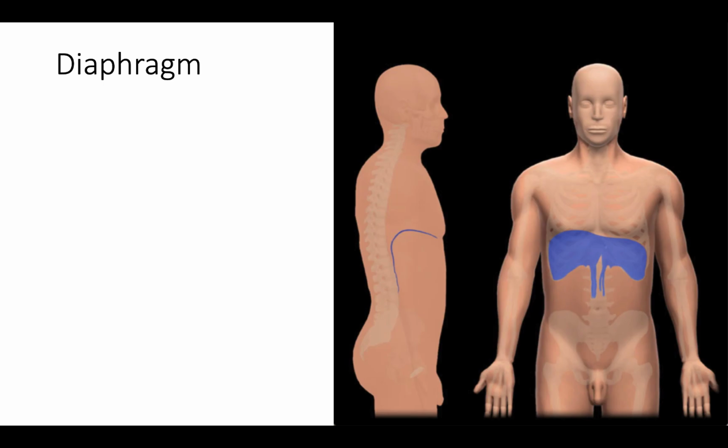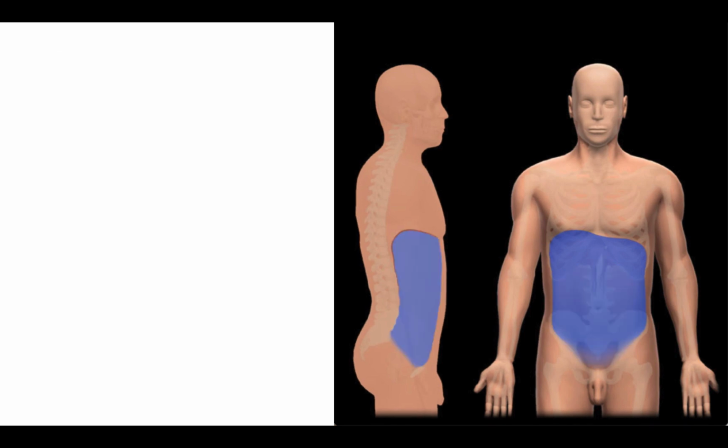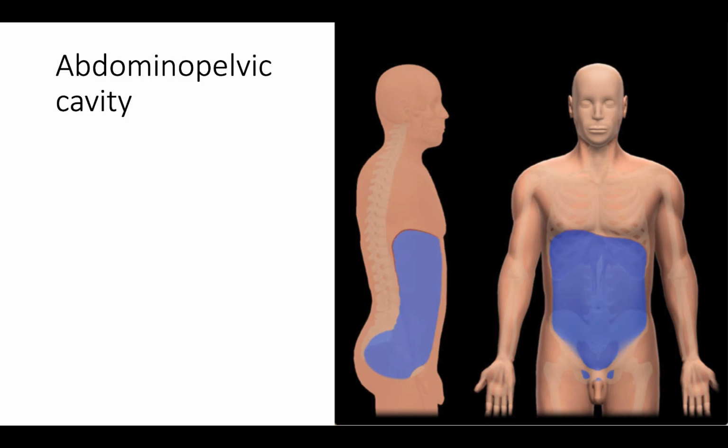The diaphragm is a muscle that divides the thoracic cavity from the cavity right below that, which is called the abdominal pelvic cavity. So this is the abdominal cavity, which is part of the abdominal pelvic cavity. And just below that is the pelvic cavity. Together we call those two areas the abdominal pelvic cavity. The diaphragm separates that cavity from the thoracic cavity.